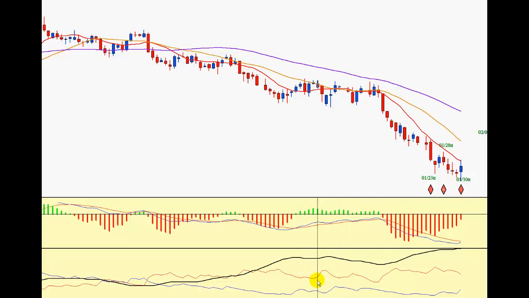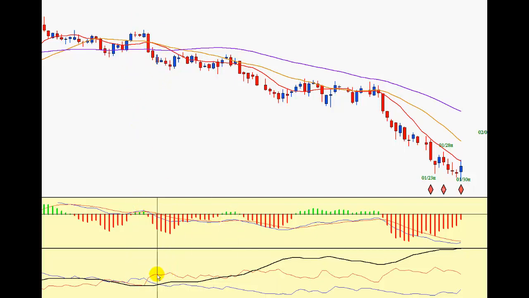Now, every time you see these two lines come close together, there's always the potential that one will cross above the other, such as it did back here. So you want to watch that in conjunction with what's going on with your MACD, for instance.